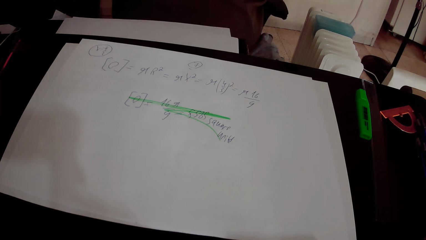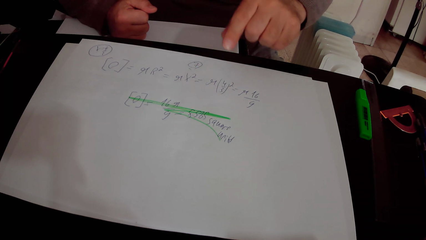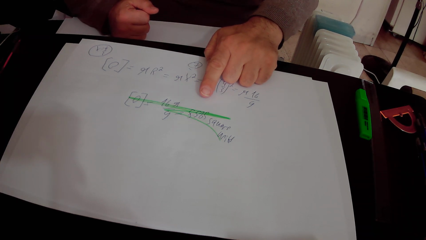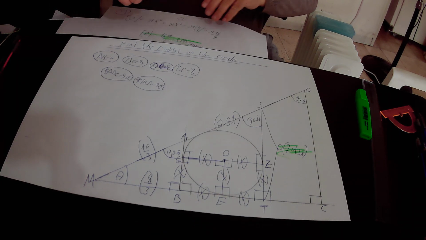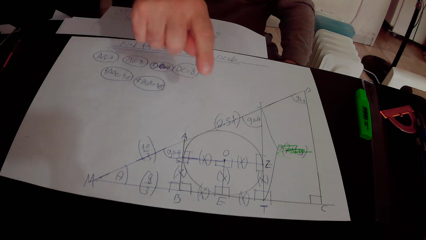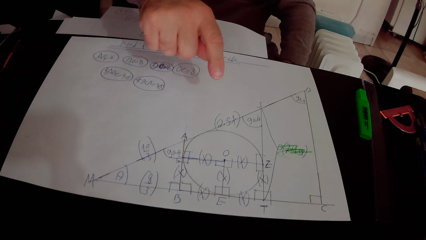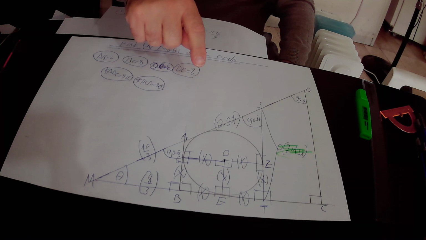So in conclusion, we found that the area of our circle equals either 16 pi over 9 square units, or in terms of numbers, it is equal to 5.585 square units.